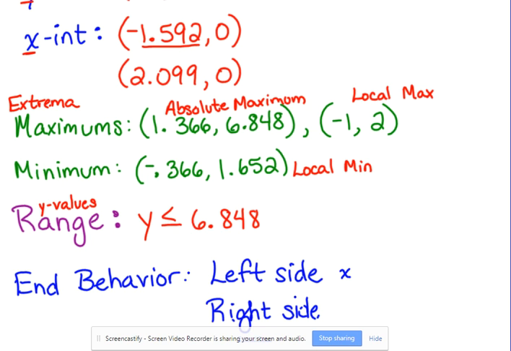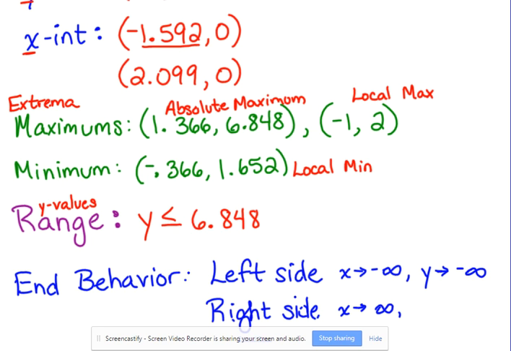The left side, as x approaches negative infinity, what are our y values doing on the left side of number 5? They're decreasing. They're going to negative infinity. On the right side, as our x values are going to positive infinity, that's always the right side. The x part doesn't change. The left side is always x approaches negative infinity. The right side is always x approaches positive infinity.